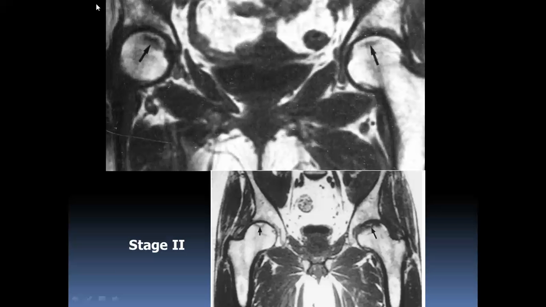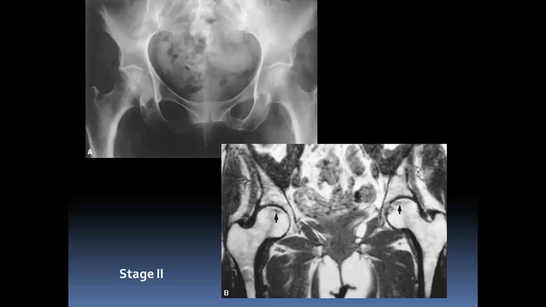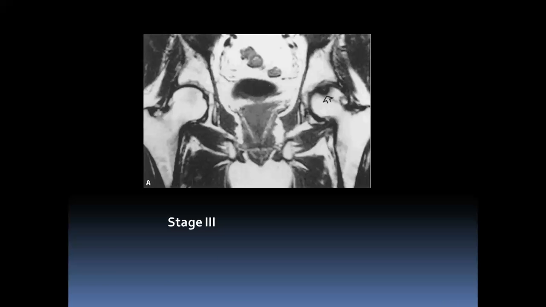In stage 2, this is localization of sclerosis, as if a fragment wants to separate but has not yet separated. This is stage 2. In stage 2 again, the fragment is still there and there is a line of cleavage, but no separation. In stage 3, the separation occurs and the line of cleavage is well seen.